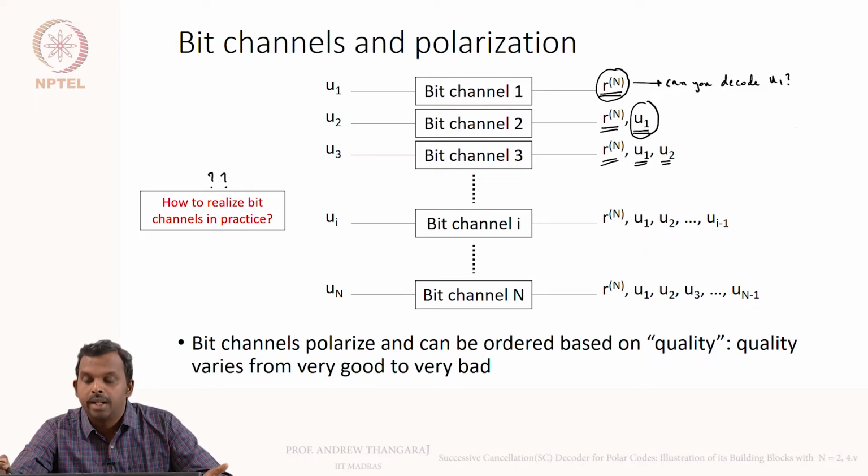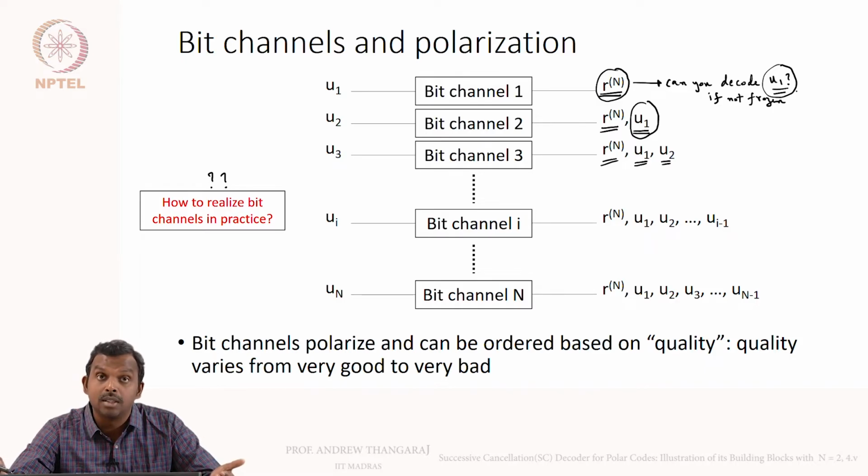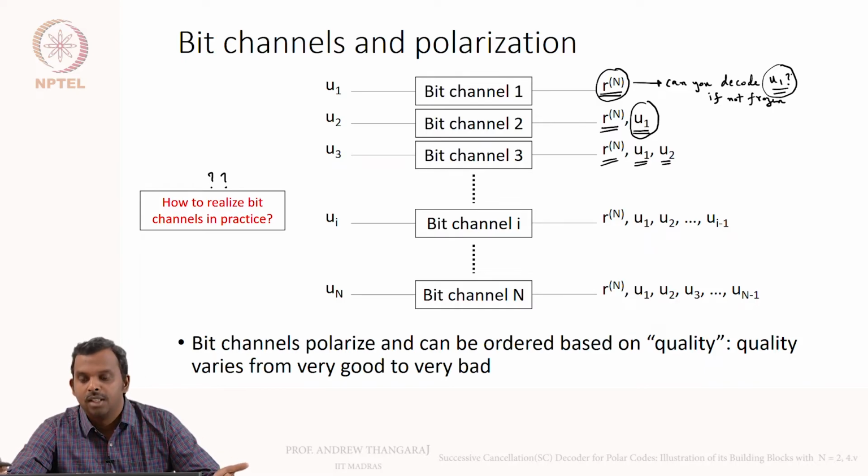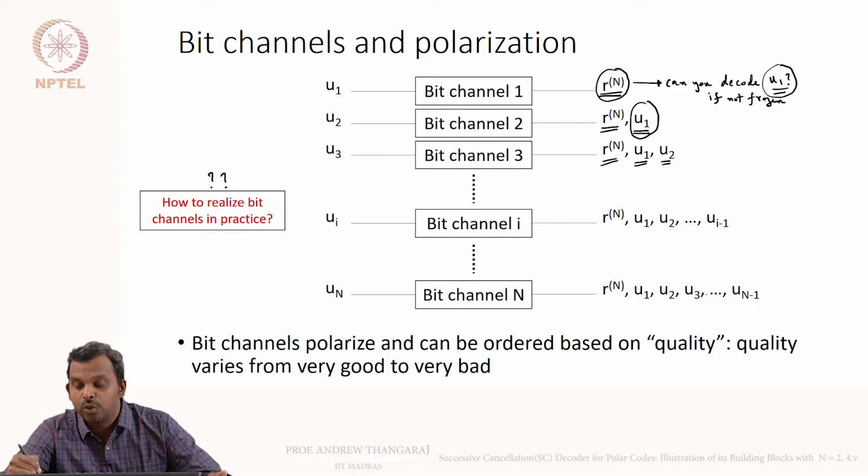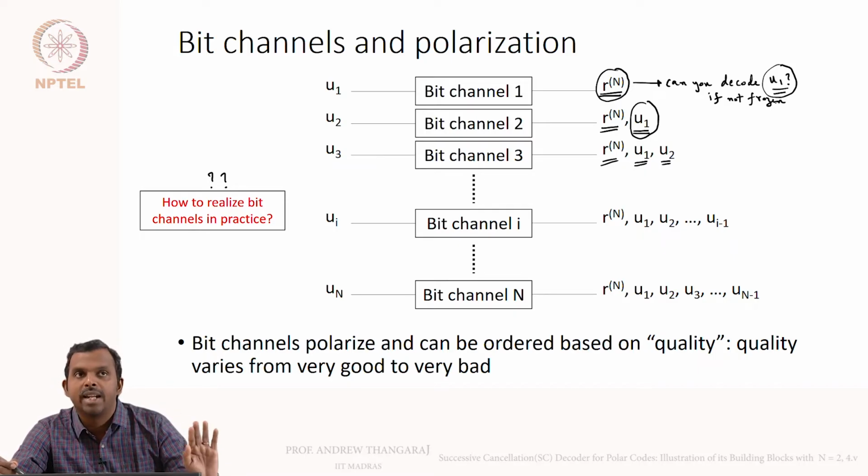Remember, in some cases u1 may be frozen. If u1 is a frozen bit, then you don't need to decode. If not frozen, can you decode? If it is already frozen, then you know it is 0. So all these positions, wherever they are frozen, you already know these ui's. You don't have to do any special decoding. But if they are not frozen, then you need to decode. So that is the idea that is done to realize these bit channels.